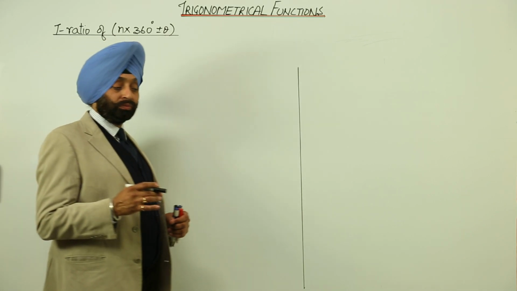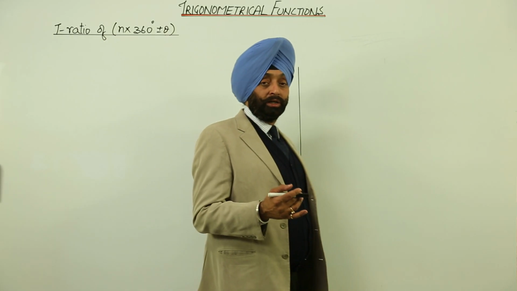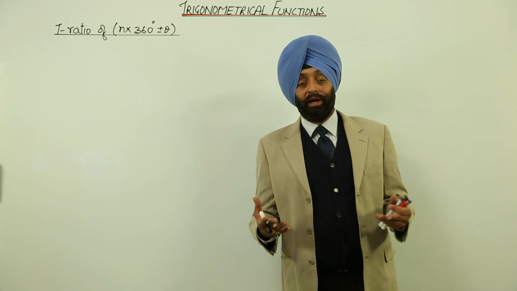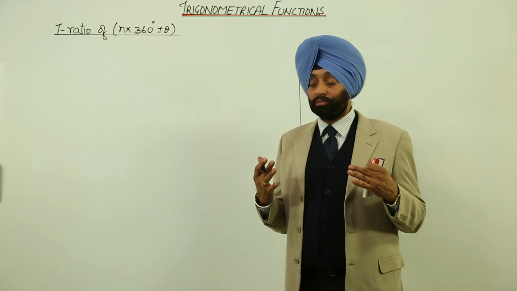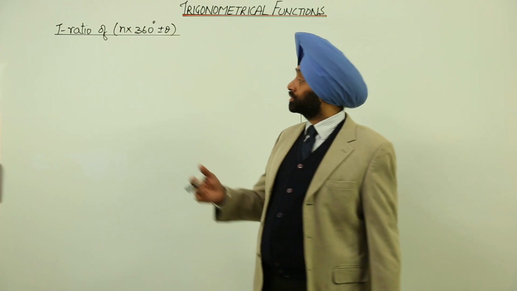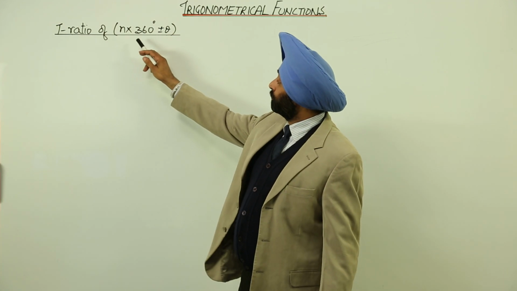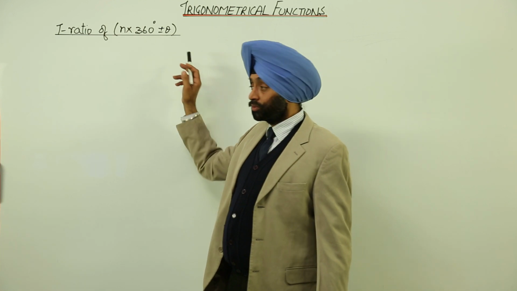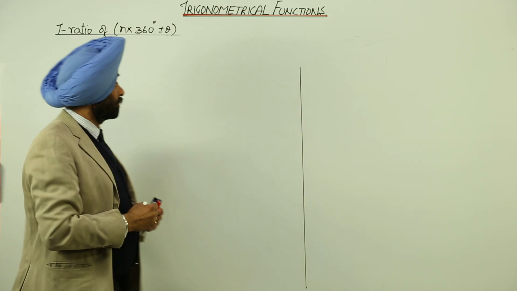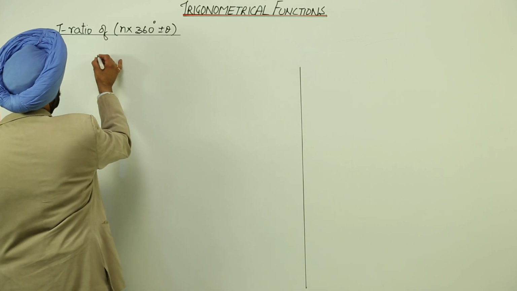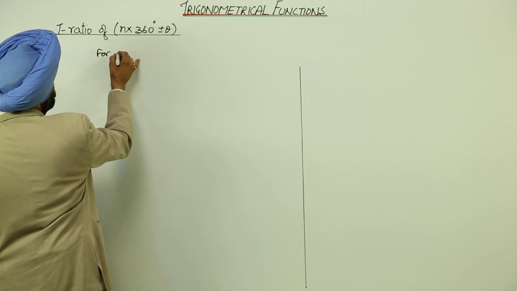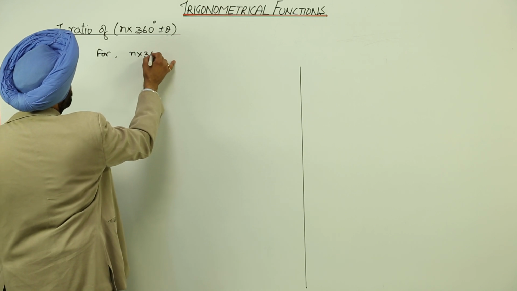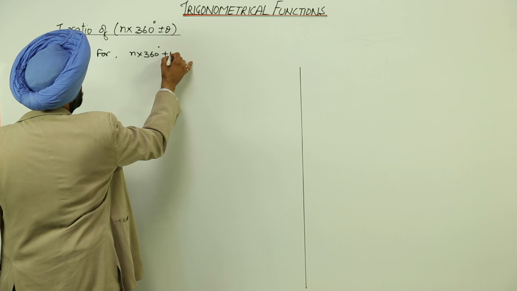Now we have gone through the formula 360 degree plus theta. Now 360 degree plus theta means how much we have to add. Okay. So for better results, now we are dealing with the T ratio of n times 360 plus minus theta. Okay. So let's go for the first part, n times 360 plus theta.